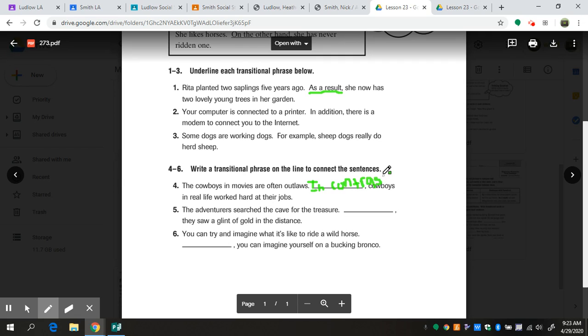So once again, if you see how my sentence is written, my transitional phrase is set off from the rest of my sentence by a comma. Every single example here has it set off by a comma. So make sure you're paying attention to that.